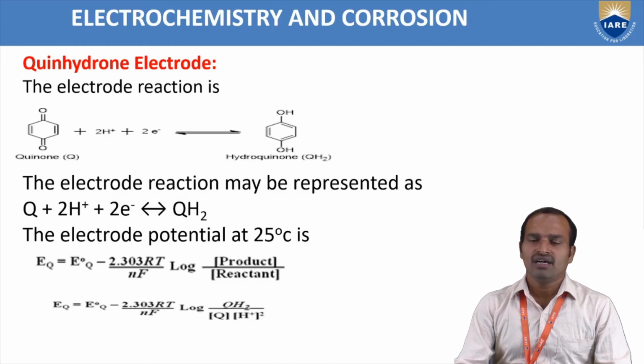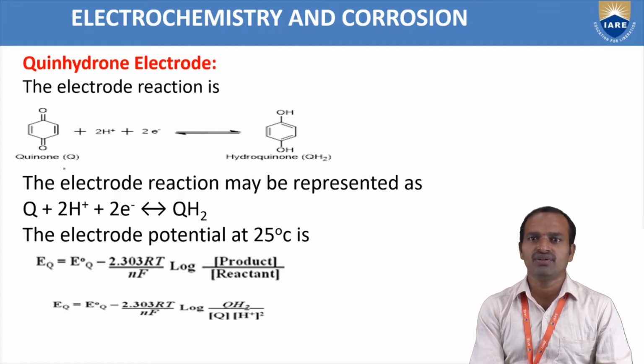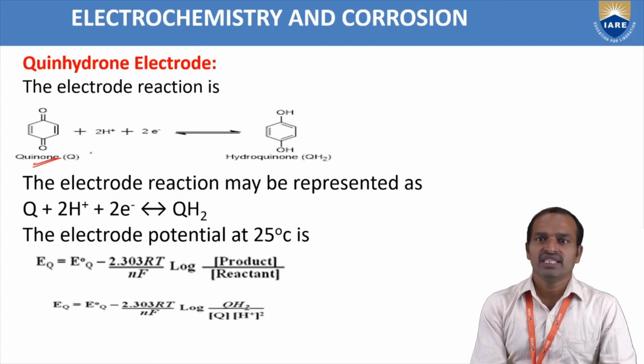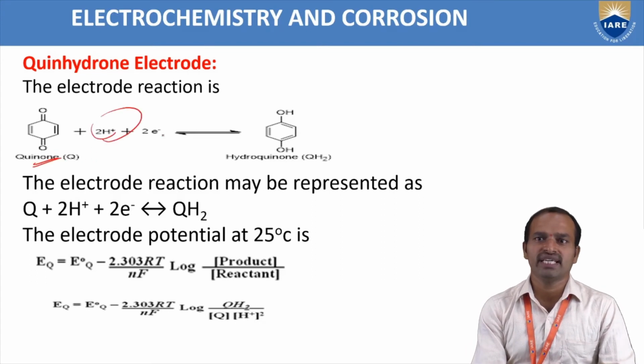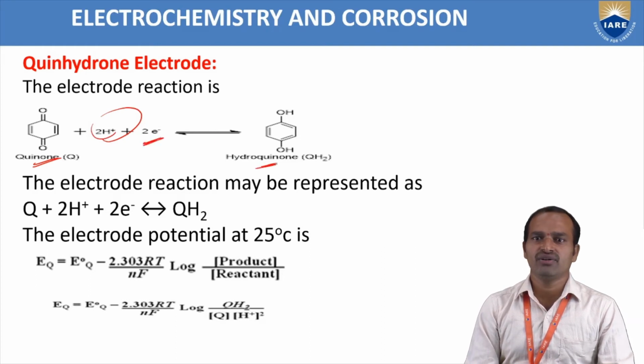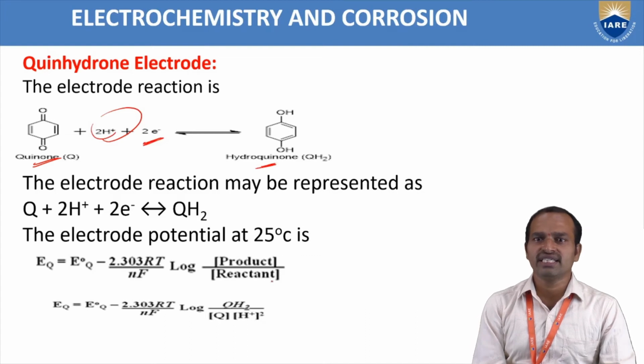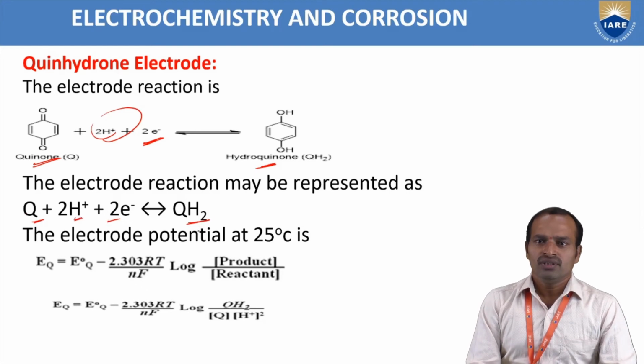That means quinone is an organic compound. That organic compound will show a reversible reaction, either oxidation or reduction. So this is the structure of quinone. The quinone reacts with two H plus ions and gains 2 electrons, forming hydroquinone. Generally, this chemical reaction is written as quinone, denoted as Q, plus 2H plus plus 2 electrons, forming QH2, hydroquinone. To this equation, we apply the Nernst equation.